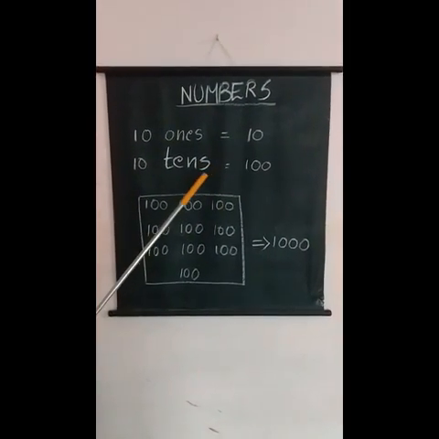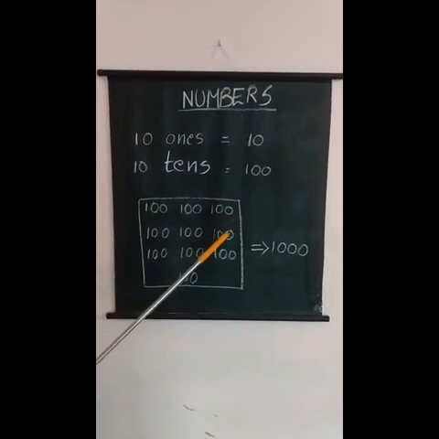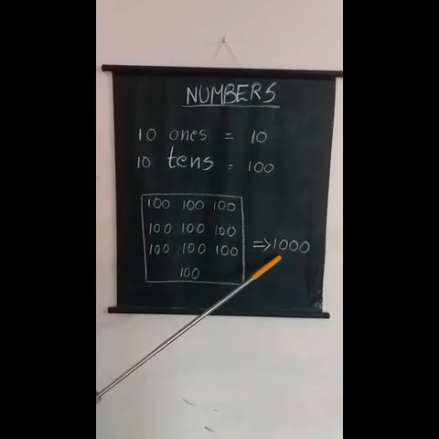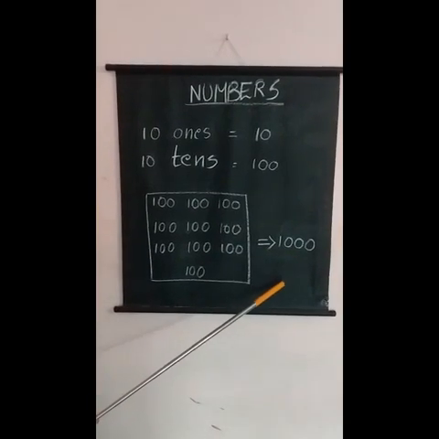See, what will happen when we add these 10 hundreds together? When we add these 10 hundreds together, then we get 1000, where 1000 is the smallest 4-digit number.